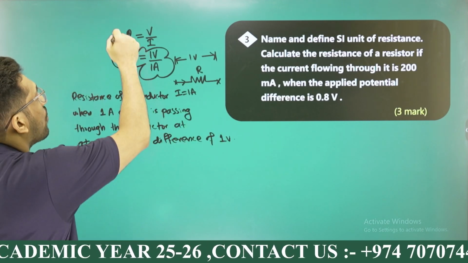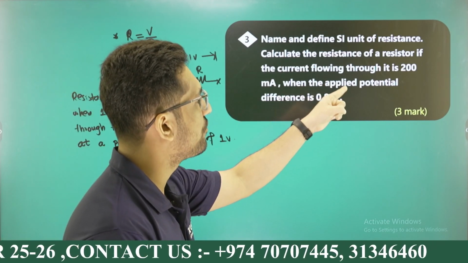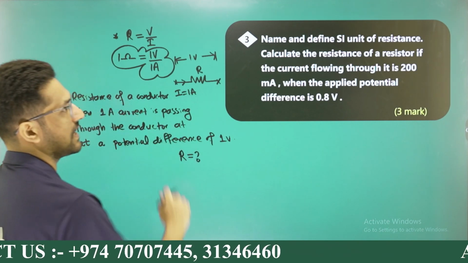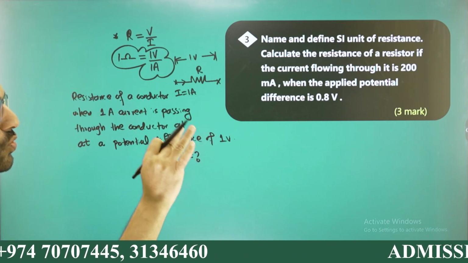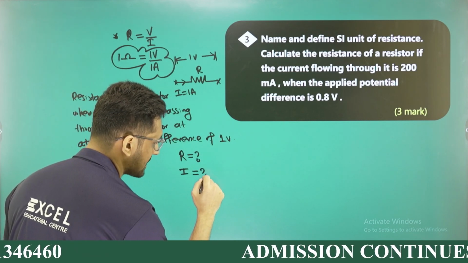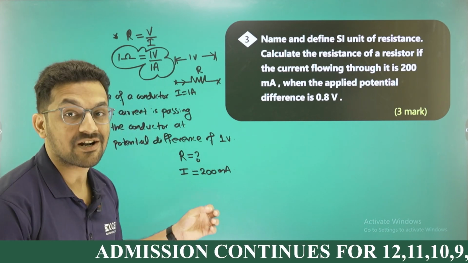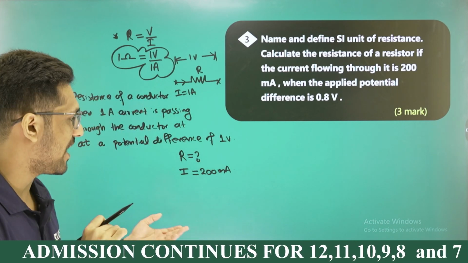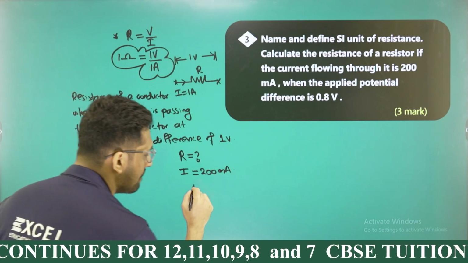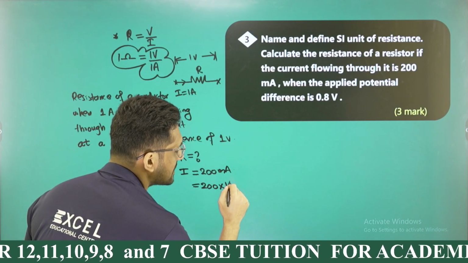That is 1 ohm. Okay, then calculate the resistance of a resistor. If the current flowing through it is 200 milliampere, the current value is given as 200 milliampere. But there is a problem. The current is given in milli. You cannot do the calculation in milli. You have to convert that into ampere. How to convert milli into ampere? You have to multiply this value with 10 raised to minus 3.